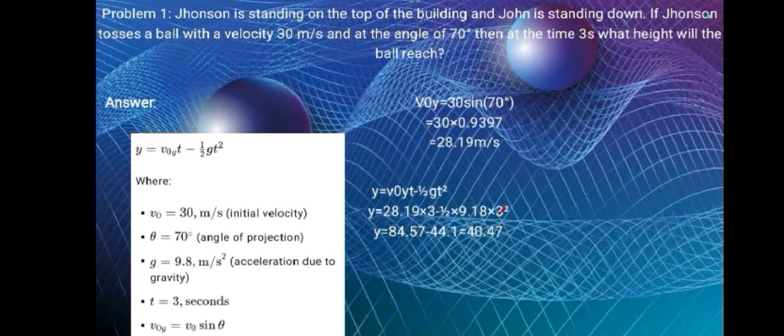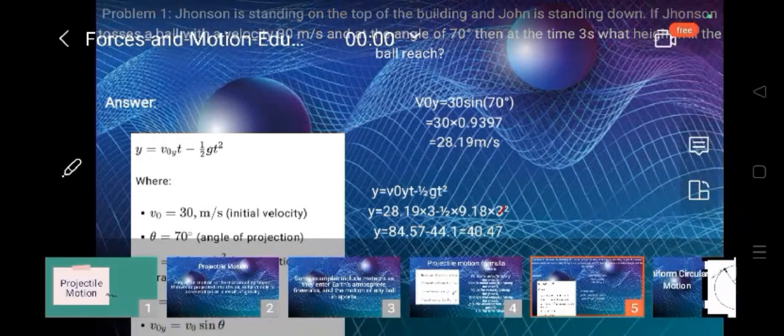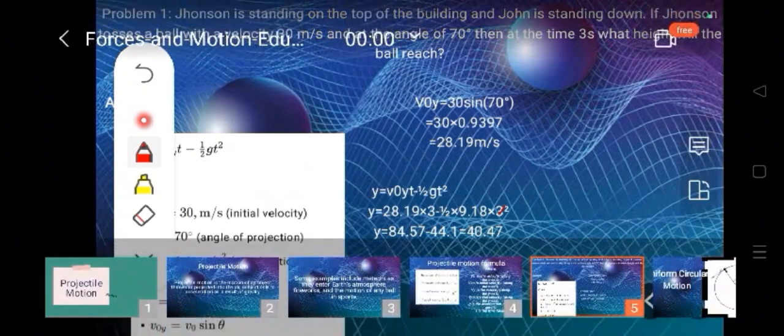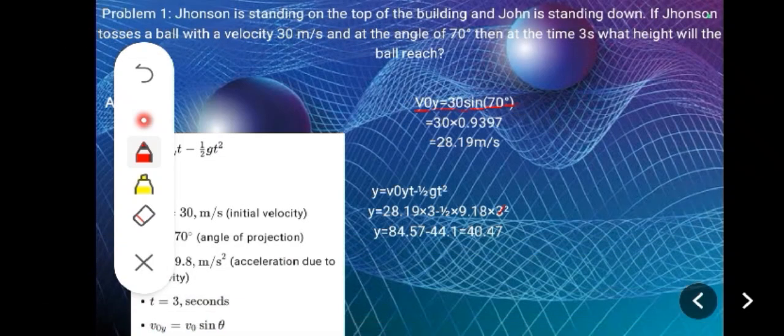So we have the initial velocity and angle of projection. We convert it: 30 times 0.9397 is equal to 28.19 meters per second.